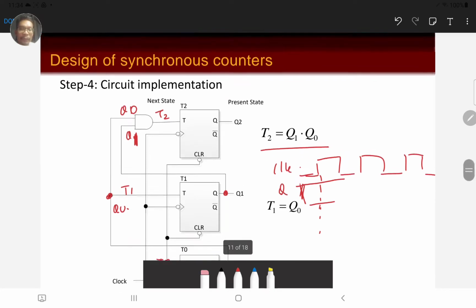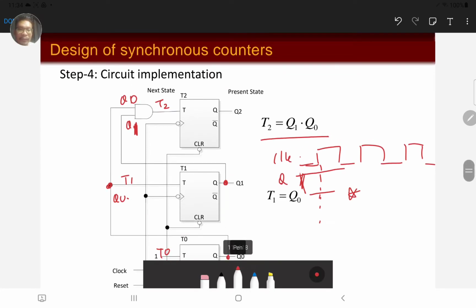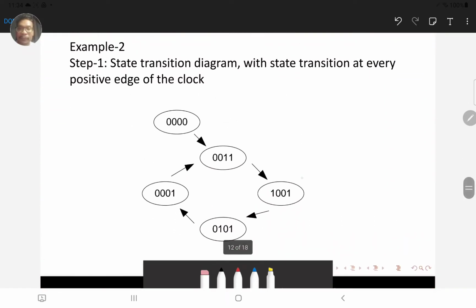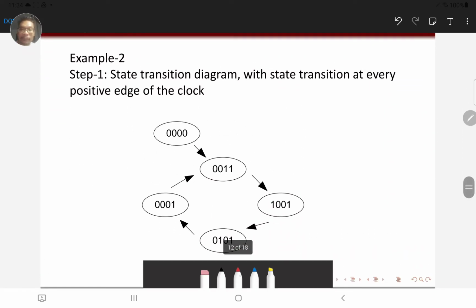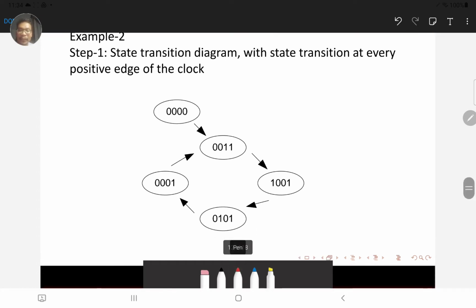Okay, so we'll talk more about this later in class during the exercise session. So let's look at the next example. In the next example, we have a 4-bit counter, which is now an arbitrary number counting.